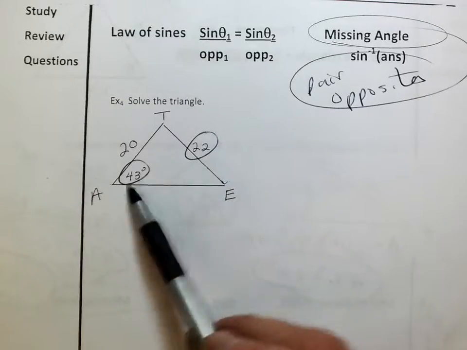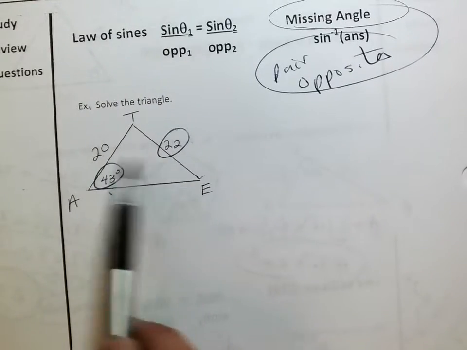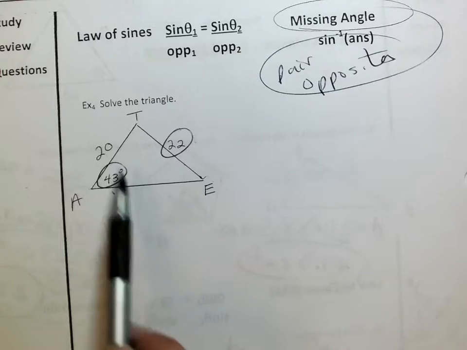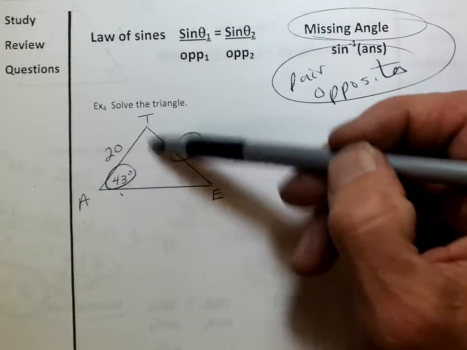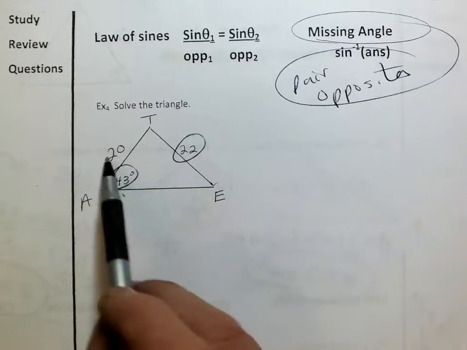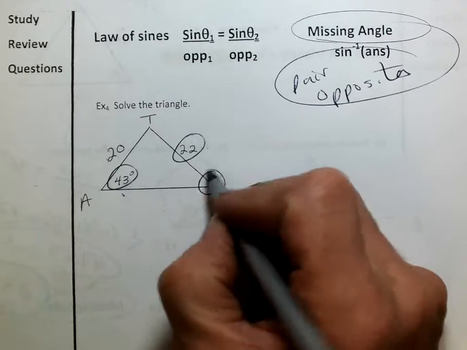So if I have these opposites, I can find angle E, right? Because I've got the 20. I can't get T because I don't know enough information, right? But I can get the 20 and the angle E. So let's find the angle E.